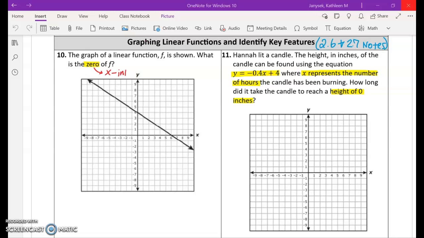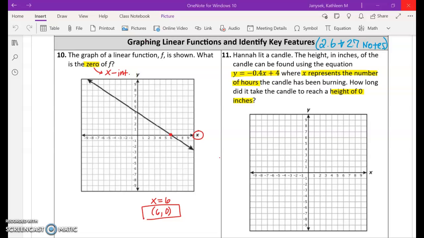x-intercept. So where our line touches the x-axis, which is right here. They might ask you to write it. It could be any of two ways. It could be just that it's 6. Or it could be written as a point, (6, 0). That's how I tend to write it because it is a point. So I would say (6, 0). So keep in mind that it's asking for the 0, which really means the x-intercept.